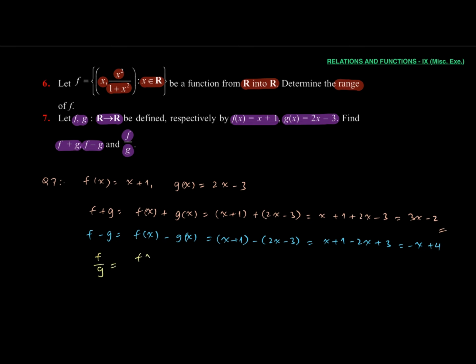And finally, what will be f/g? This will be equal to f(x)/g(x), and this will be equal to (x + 1) divided by (2x − 3). Here x cannot be equal to 3/2 because this will provide the denominator equal to 0.